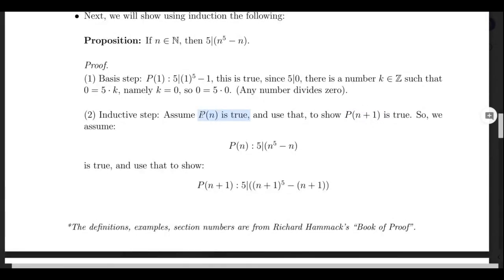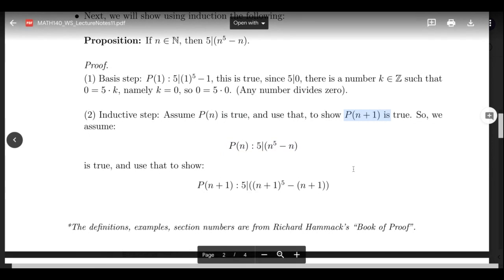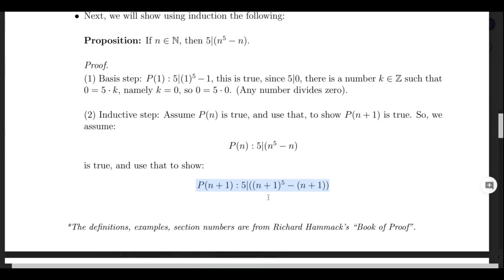So in this inductive step, we assume P, we prove Q. So basically, we have statement P implies Q. So we assume this. We assume 5 divides n raised by 5 minus n. Then we want to prove for n plus 1 case. What's n plus 1 case? n plus 1 case is this. n becomes n plus 1. So n plus 1 raised by 5 minus n plus 1.